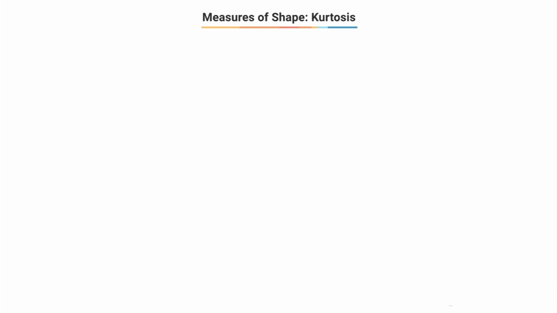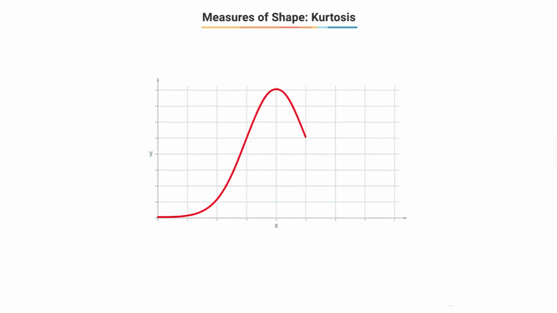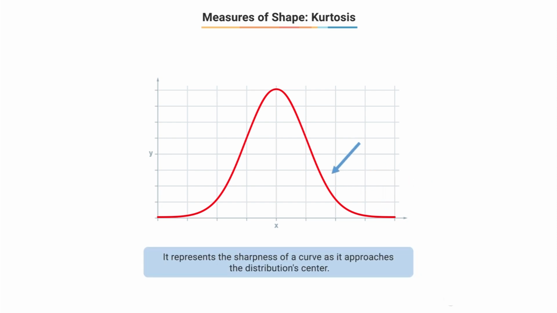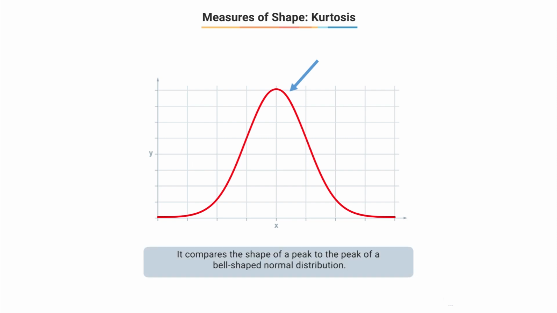Next, we move to the kurtosis measure. Kurtosis measures the peakedness of the curve of the distribution. That is how sharply the curve rises approaching the center of the distribution. Kurtosis compares the shape of the peak to the shape of the peak of a bell-shaped normal distribution, which by definition has a kurtosis of 0.